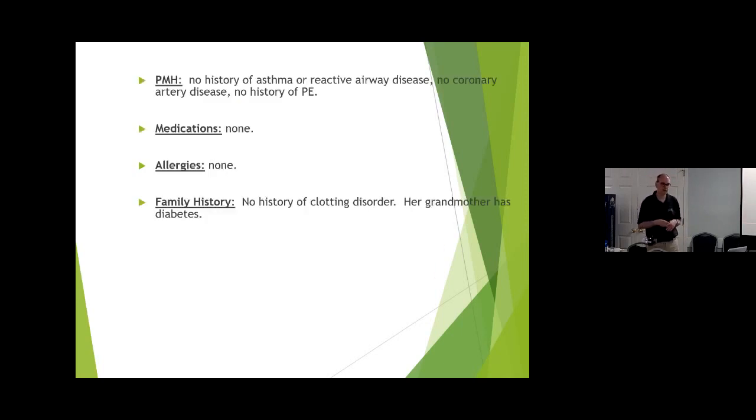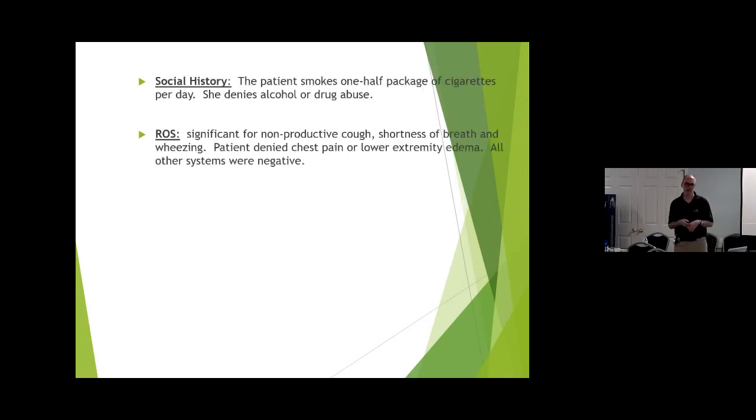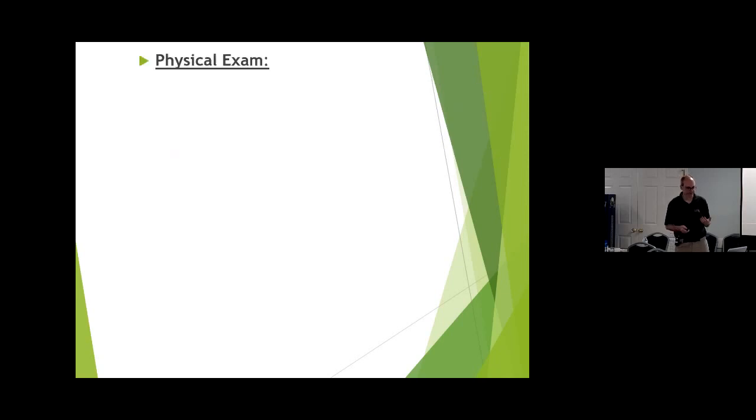All right. So no history of asthma. No history of pulmonary embolus, no blood clotting disorder that we know of. No heart disease. No family history that we know of. She's a smoker, so maybe she's wheezing because she smokes. No alcohol, no drugs, nothing really else. No chest pain, no real lower extremity edema. What's going on?